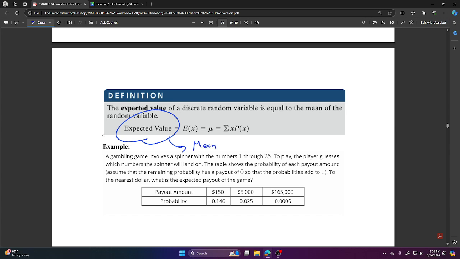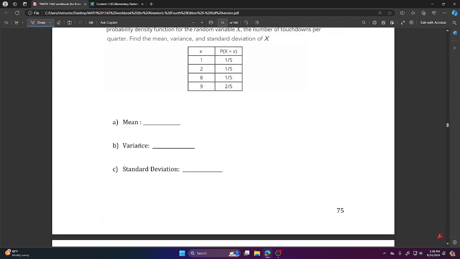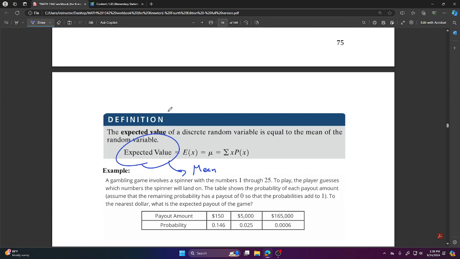So what they're going to ask for a lot of times is mean, variance, standard deviation, and then expected value. And then I already said this, but you just copy paste that same number twice. Okay, so watch out for that. But that's where we left off.